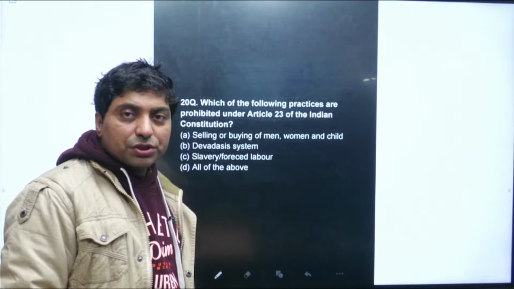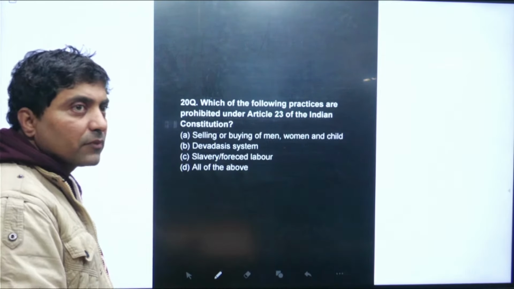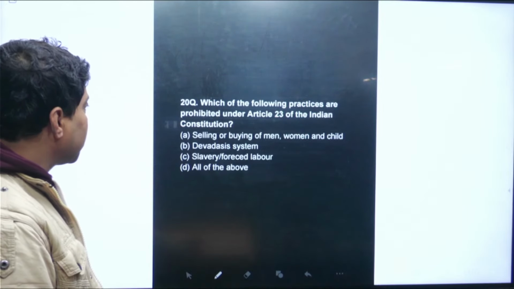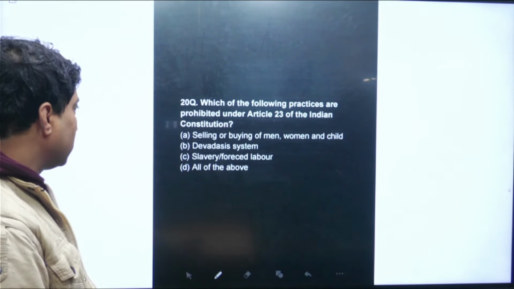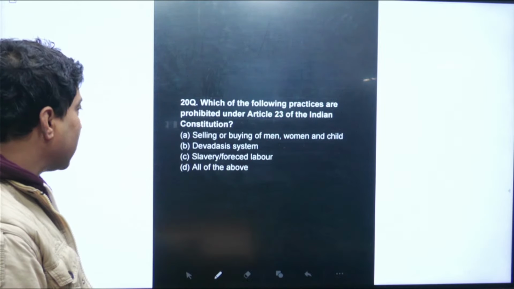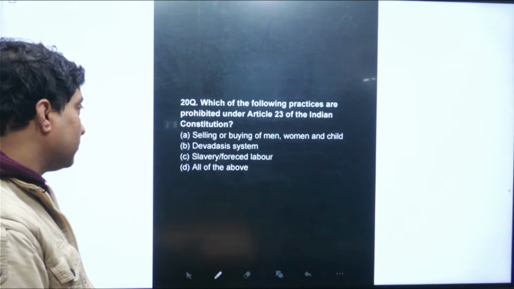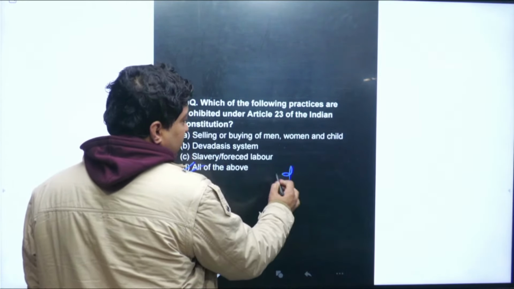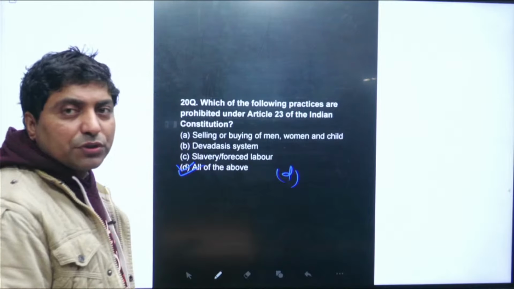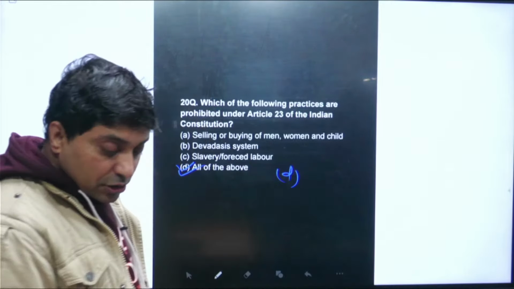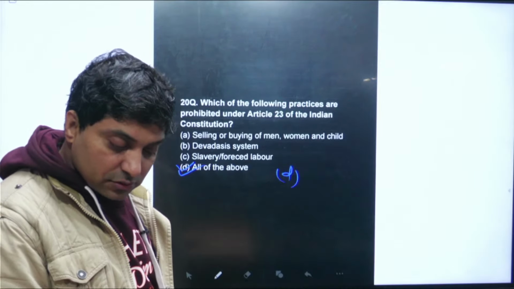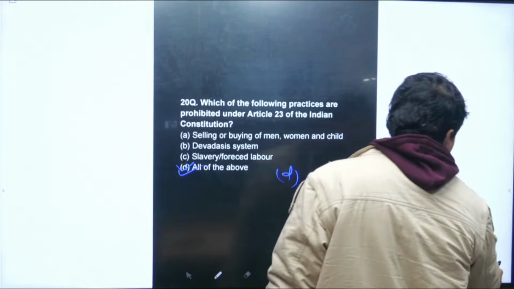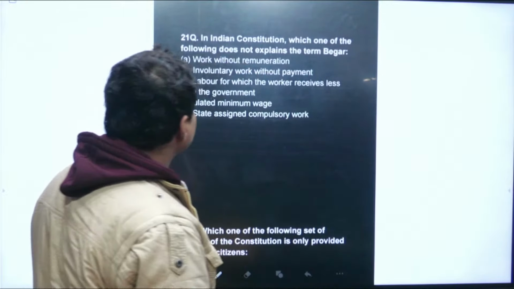Look at this question. Which of the following practices are prohibited under Article 23 of the Indian Constitution? Selling or buying of man, woman and children, Devdasi system and forced labor, all of the above. Very easy question. Under Article 23, if you look at, these all are prohibited, right, under the Indian Constitution. Now look at the next question.